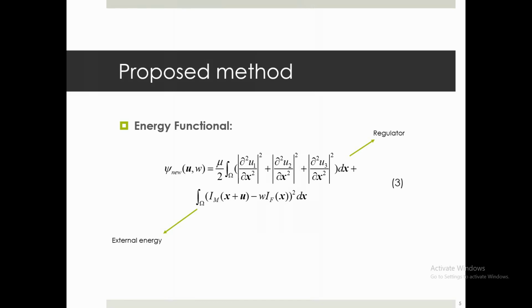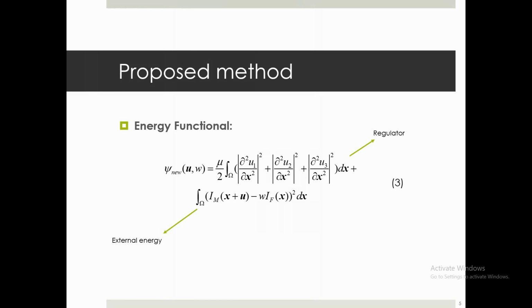To solve this problem, in this paper, we suggest the use of the total amplitude of higher order derivatives of U as the regulator term of the energy functional. For example, for the second order derivatives, the optimal solution would follow linear variations. Therefore, we propose the following energy functional in equation 3 for our deformable registration method.